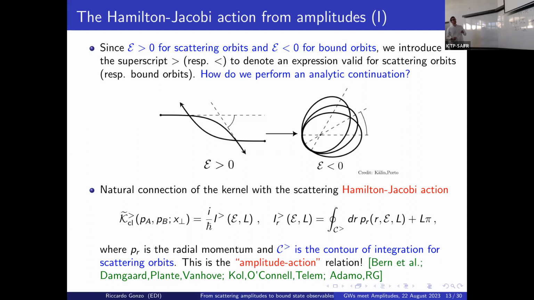So you can write this as a function of the radial momentum, the radial action, and this is what is called the amplitude action relation. In particular, see the contour of integration depends on the orbit. In this case, it would be from the minimum turning point of the scattering, where they are very close to each other, to infinity. And we want to go to the bound case, where we have two turning points of this radial motion. So that is the description. Any questions?